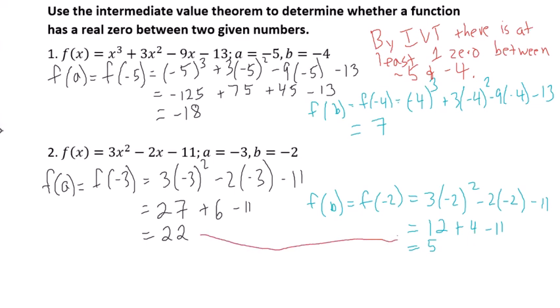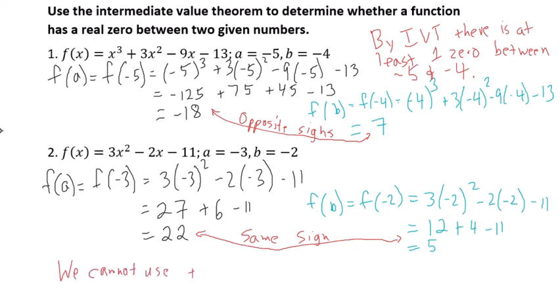these are the same sign, while these here were opposite signs. So all you can say in problem 2 is we cannot use the intermediate value theorem. Because again, if they're the same sign, we cannot use the intermediate value theorem because we could go directly from 22 to 5 or we could take the scenic route.